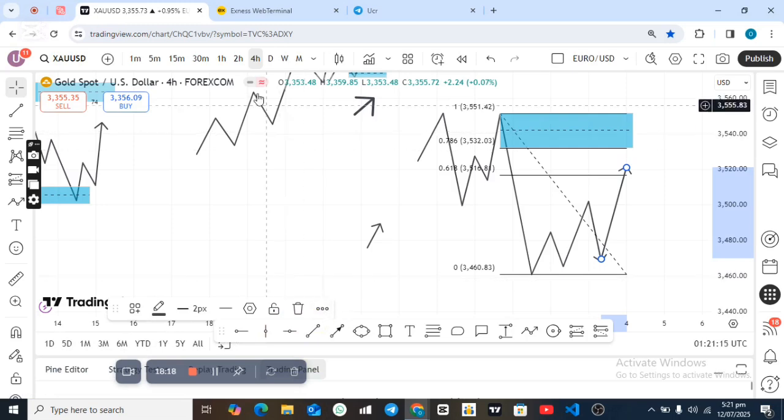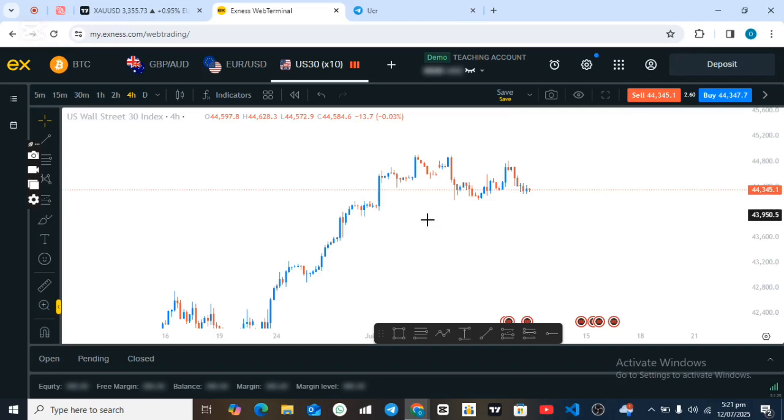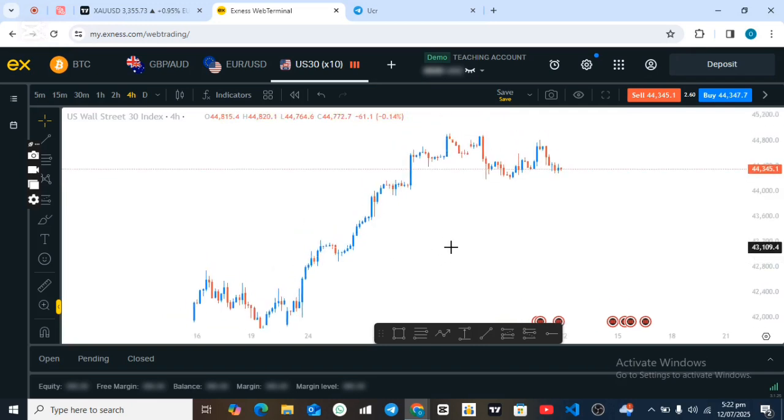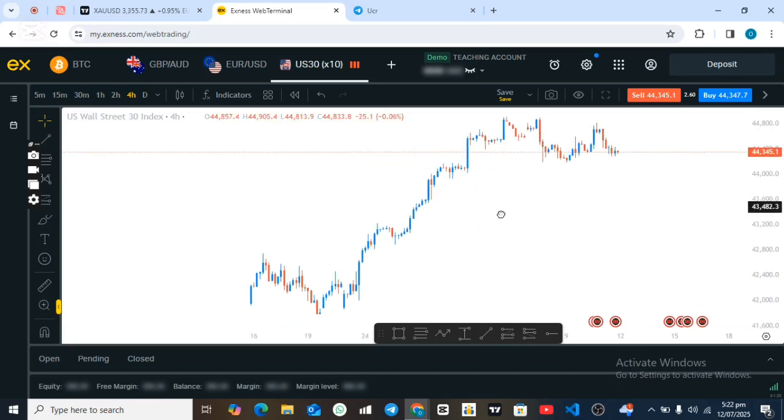Okay, so now let's go to the chart. We have spent some time understanding how all these things are done. So let's try to understand what exactly we did on US30 that helped us to make that profit. All right, so this is the chart. This is US30 on a 4-hour time frame.